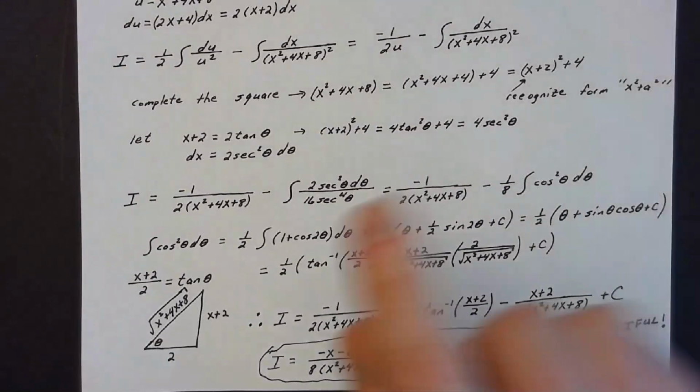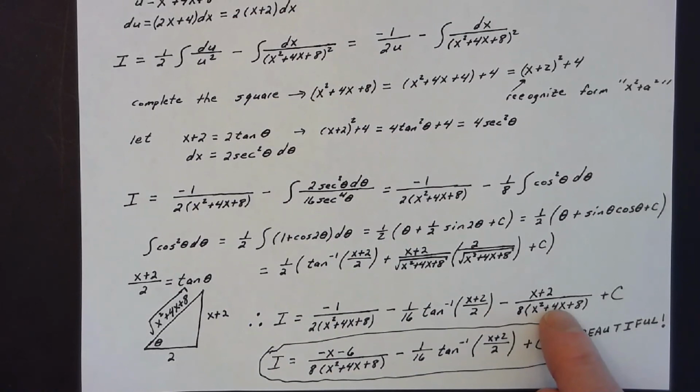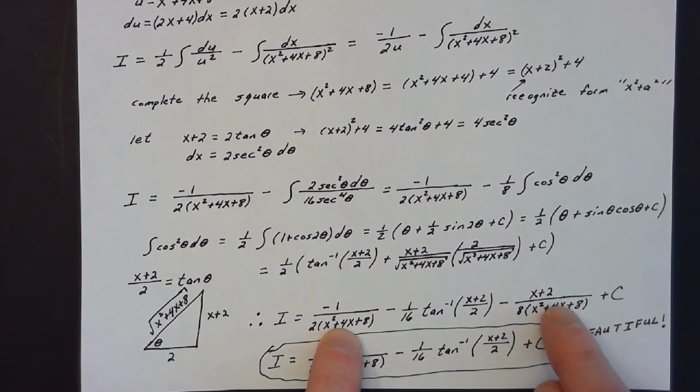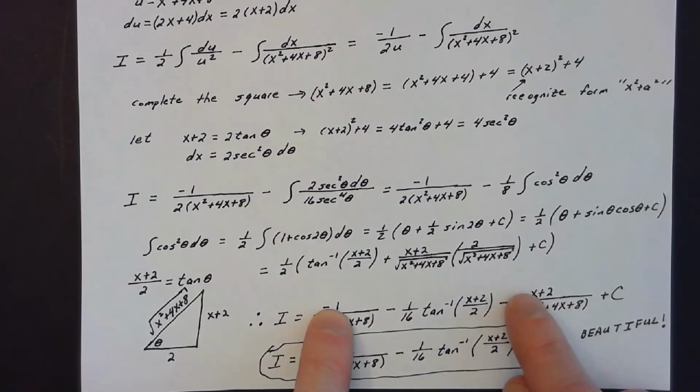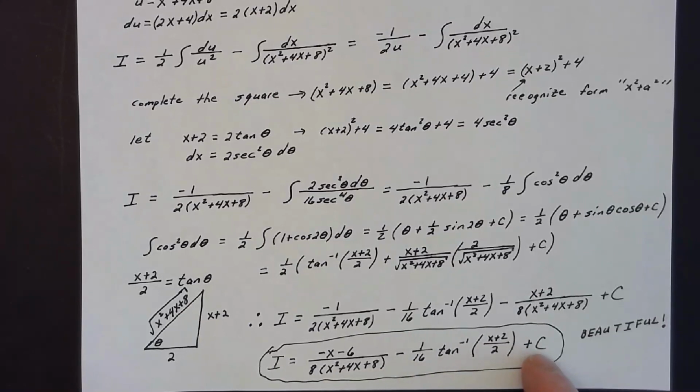I could say, all I would have to do is multiply the first one by 4 over 4, and I would have the same denominator as this last one. If I did, this would be negative 4 over 8 times that trinomial. So I have negative 4 minus x plus 2, so that's negative 4 minus x minus 2. That gives me negative x minus 6 over that combined common denominator of 8 times x squared plus 4x plus 8. Minus your 1/16 inverse tangent of x plus 2 over 2, plus your constant of integration. It's a gorgeous problem.